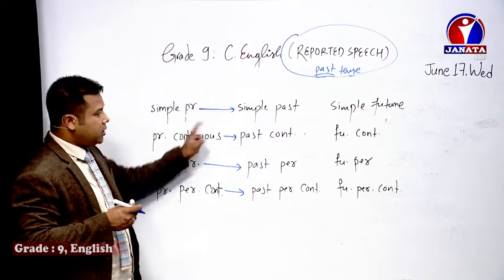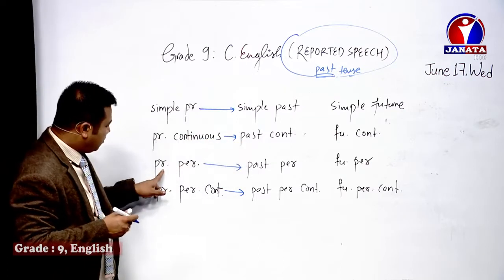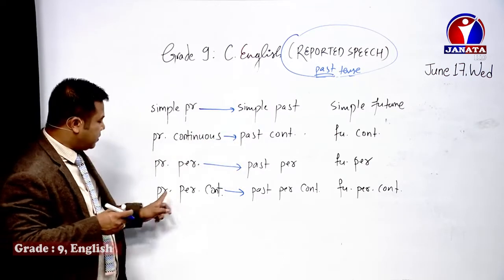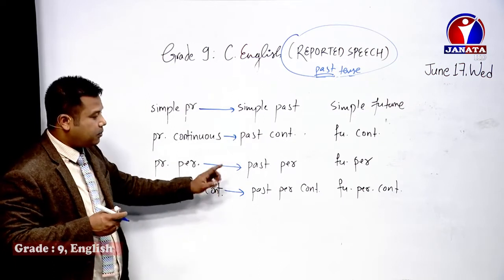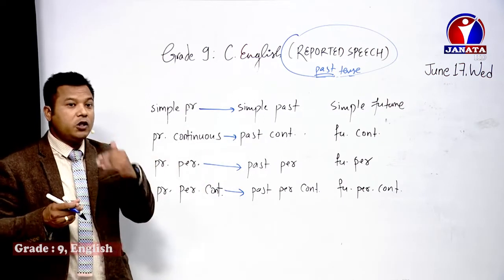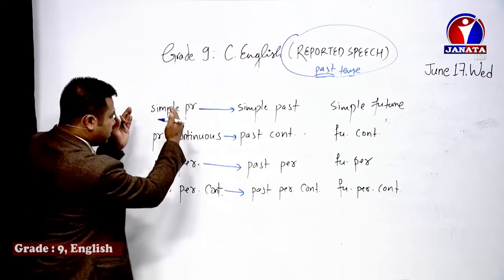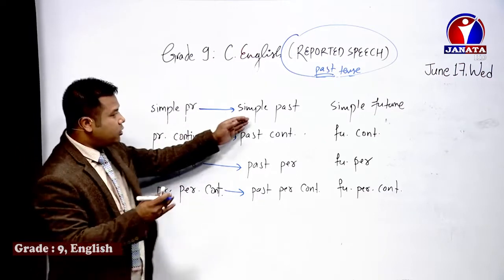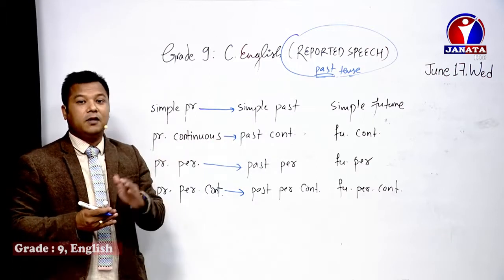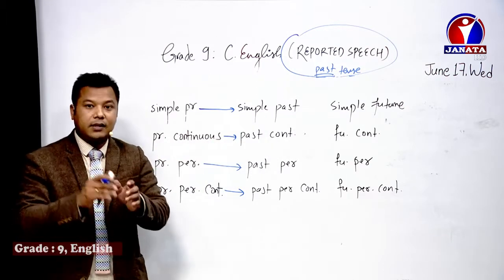Present continuous changes into past continuous. Present perfect into past perfect. Present perfect continuous into past perfect continuous, which means, to put it very simply, we just need to change all present forms into their respective past forms. Once you do it, it's done.